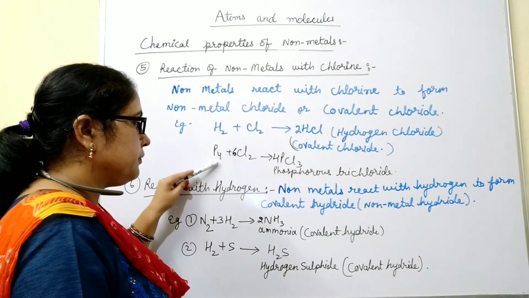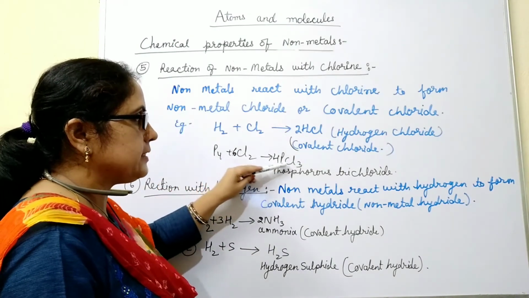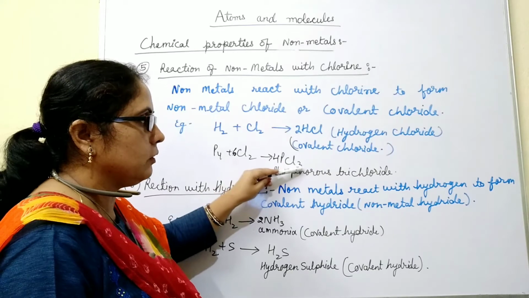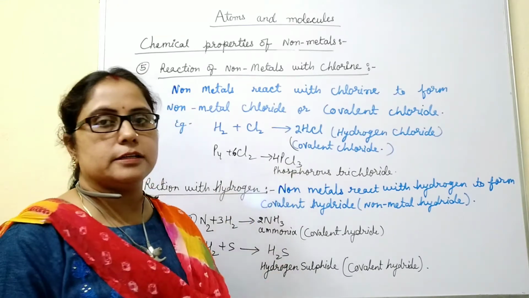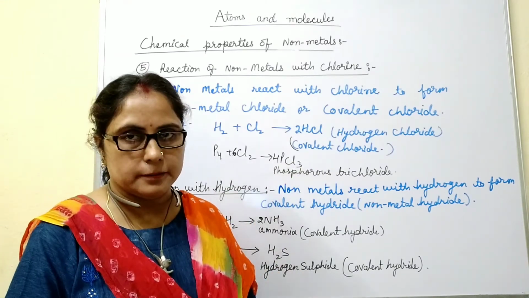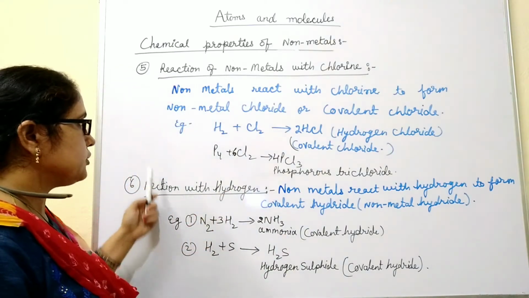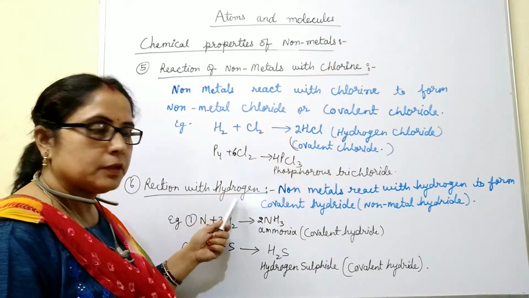Similarly, phosphorus P4 reacts with chlorine to form PCl3, phosphorus trichloride. Phosphorus trichloride is also a covalent chloride. Next reaction is reaction of nonmetal with hydrogen.